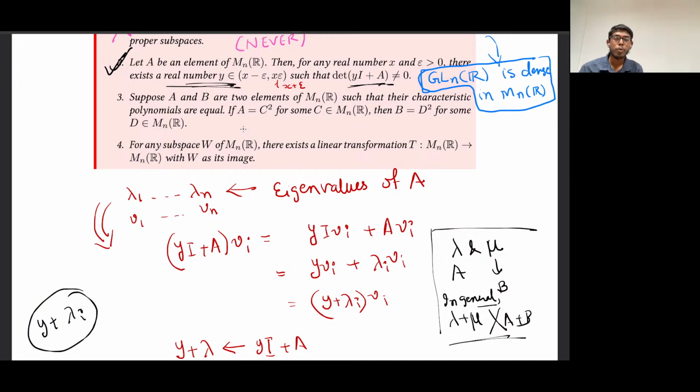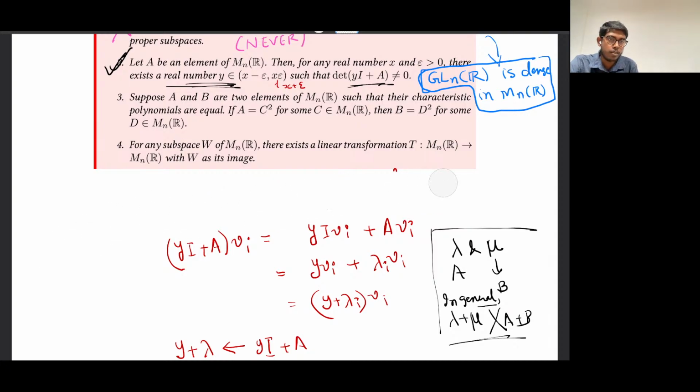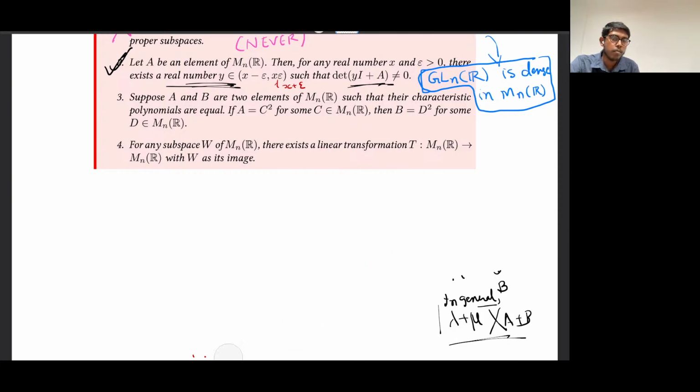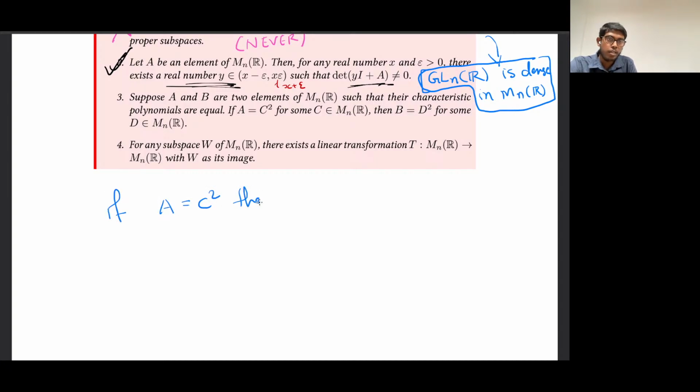Option 3 is: suppose A and B are two elements of M n R such that their characteristic polynomials are equal, and if A equals C square for some C, then B equals D square for some D. What do you think? Is this correct? You can read it and think in between. I am just erasing it. So it says that if A equals C square, then B equals D square for some D, provided that A and B have the same characteristic polynomial. Is this true or false?